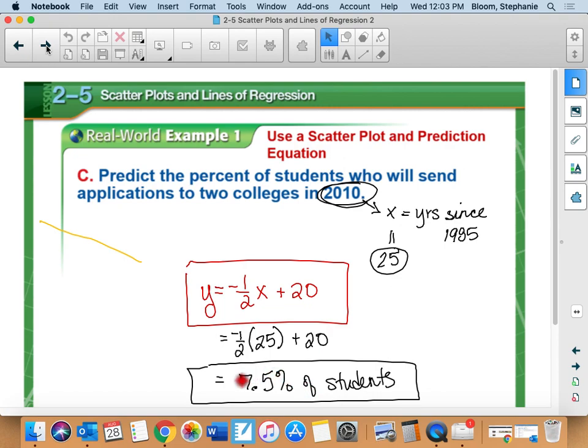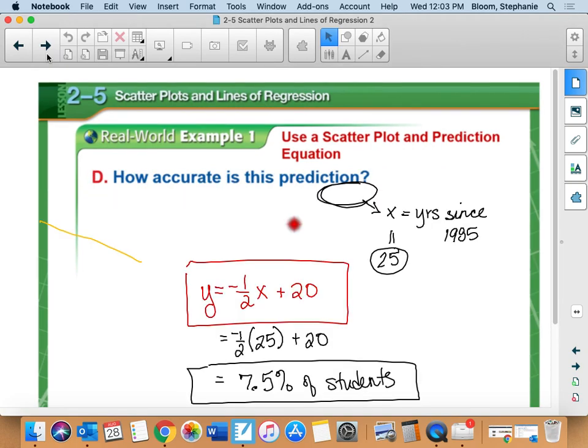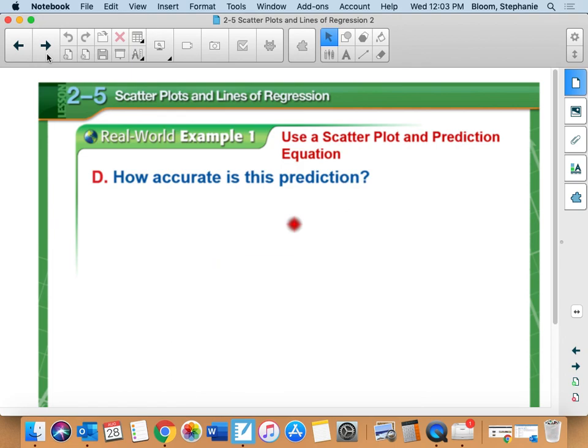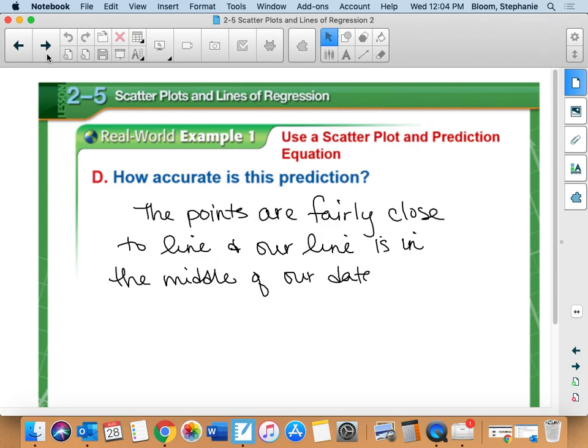Okay? The last part of this question is how accurate is this prediction? And really what that's asking is, is your line of fit a good line? And I would say in this case, yeah, the points are fairly close to the line, and our line is in the middle of our data. And so that gives us a pretty accurate prediction.